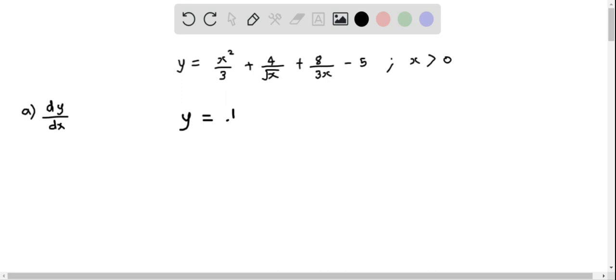So this first expression I can rewrite as 1/3 of x squared, and the second term, 1 over root x, I'm going to rewrite as x raised to the power of negative half. The third term we have is 8 by 3x, so this can be written as 8 by 3 times x raised to the power of minus 1. And finally we have the last term, that is negative 5. So we have written the given curve equation in terms of powers of x. Now we can find the derivative of this equation.